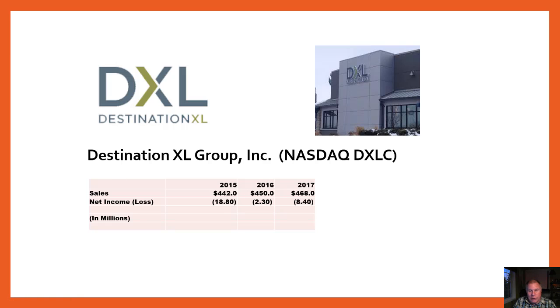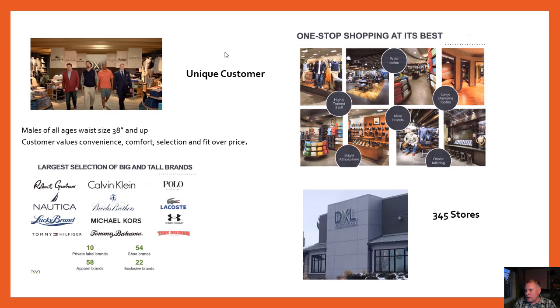Next thing, when I'm telling you about it, is that they have a unique customer. So I'm looking at this in this quadrant up here. Their customer is men of all ages, waist size 38 and up. Okay, so big, generally tall people. Could be round, could be fat, everything. But these customers value convenience, comfort, selection, and fit over price. So their advantage is it's a unique customer who is not as price sensitive.